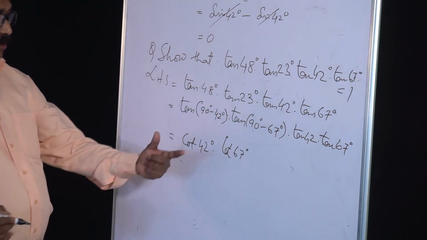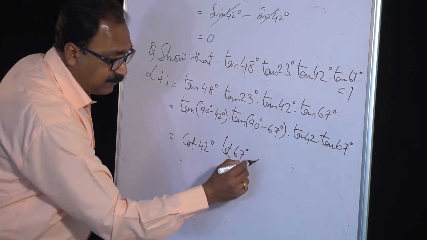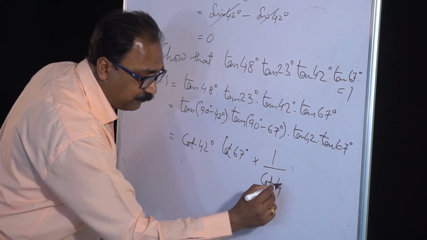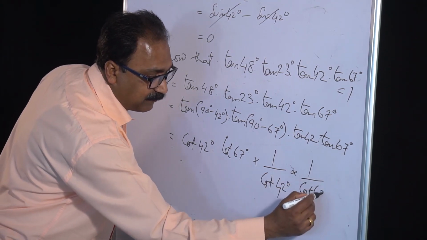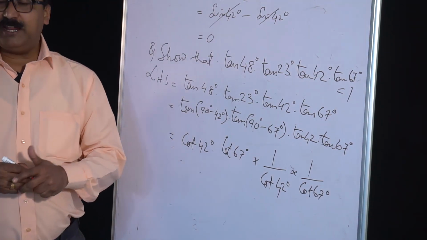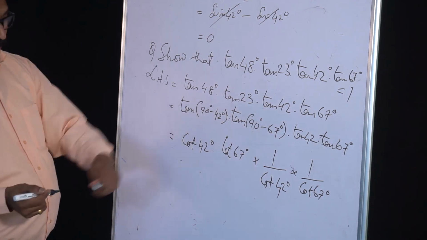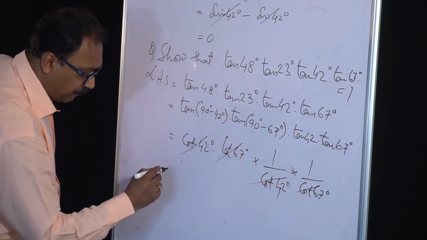Now here we can change this value with reciprocals, like tan theta is 1 by cot theta. So we can write 1 by cot 42 into 1 by cot 67. If you don't change that also, okay, because we already know the relation tan into cot is 1 for the same angle. So that also you can apply, or you can change this one. So easily you can cancel it. So it will become 1.